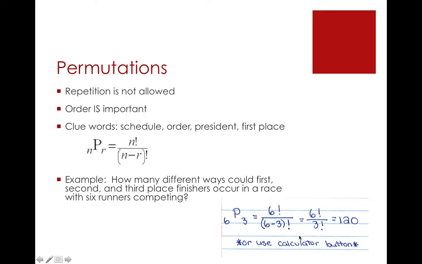Remember the exclamation means factorial. 3 factorial is 3 times 2 times 1. So whatever the number is times everything less than it. There's also that button on your calculator as well. So n is 6, so I get 6 factorial divided by n minus r, 6 minus 3 factorial. That gives me 6 factorial divided by 3 factorial, or 120. We're looking for 120 for our answer.